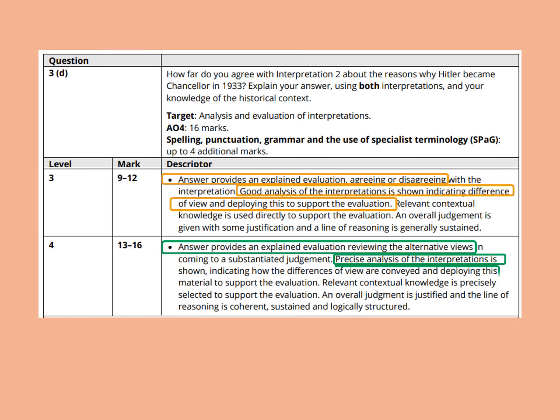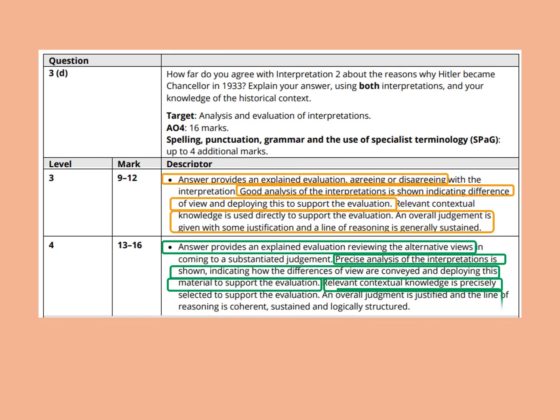Improve upon that though for level 4. Precise analysis of interpretations is shown, indicating how the differences of view are conveyed in deploying this material to support the evaluation. Alright, that's quite a mouthful of a sentence there, but what it really means is you're using really precise knowledge and really precise parts of the interpretation to show why you agree with a particular view and why the other one might be less agreeable. Then the knowledge section. Knowledge is used to directly support the evaluation, and overall judgment is given with some justification, and a line of reasoning is generally sustained, so you don't just change your mind on your opinion halfway through.